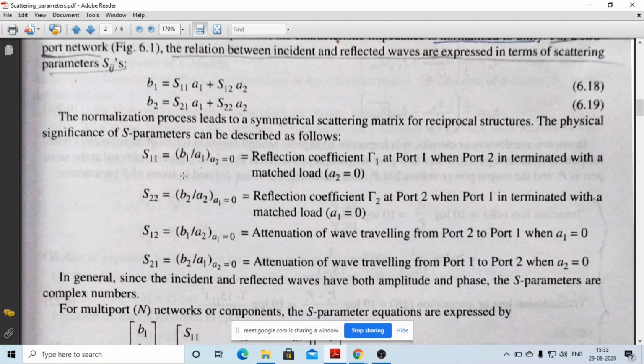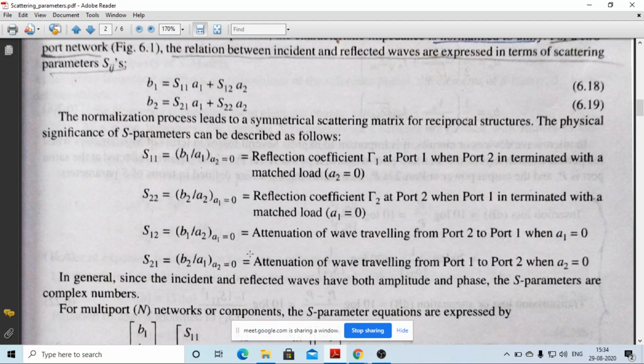B1 is for port 1 and A1 is for port 1, so it is the S11 reflection coefficient. But when your wave is traveling from 2 to 1 or 1 to 2, it shows how much your wave is going to be attenuated traveling from port 1 to port 2 or from port 2 to port 1. So the off-diagonal terms S12 and S21 give the attenuation of a wave traveling from 2 to 1 and 1 to 2 when the other port is 0, that is A1 is equal to 0.